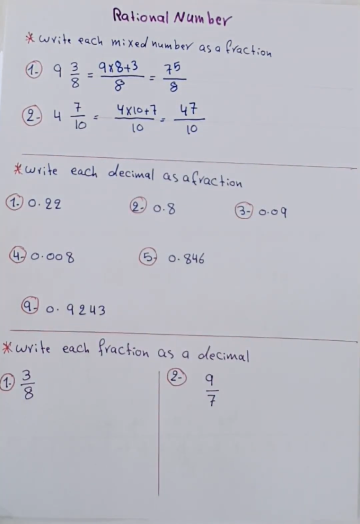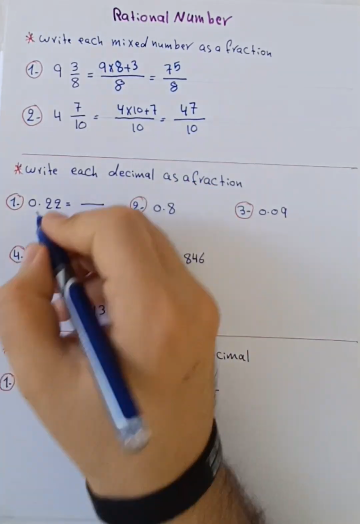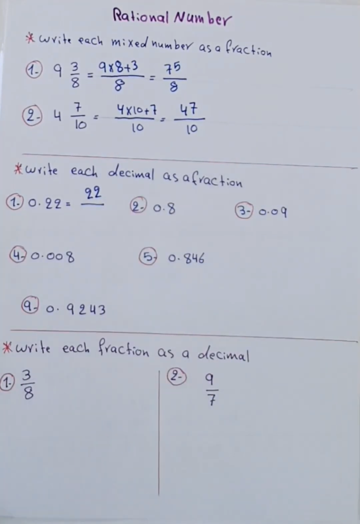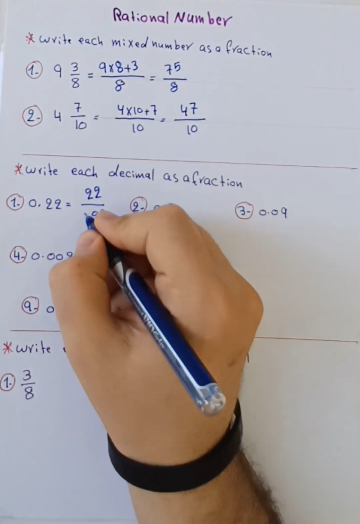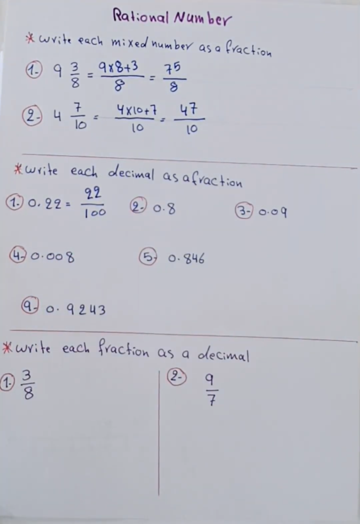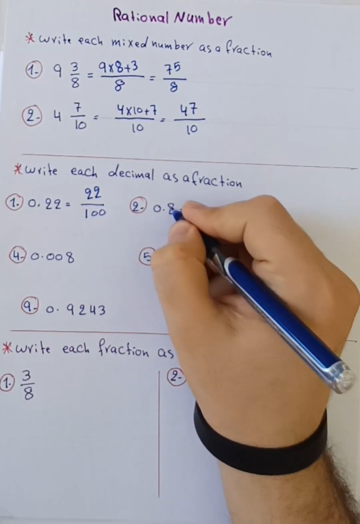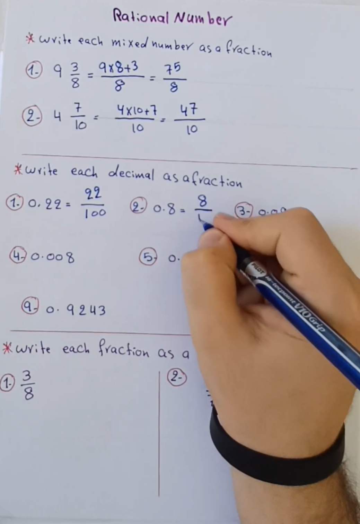The fourth part of this lesson: write each decimal as a fraction. When you write this decimal as a fraction, after this point you have 22, so this 22 should be written as the numerator, and then after this point you have two numbers, so we have to write 100, a 1 with two zeros. So 0.22 is 22 out of 100. Example number 2, you have 0.8. 8 is the numerator, and then after this point you have one number, so you have to write 10.